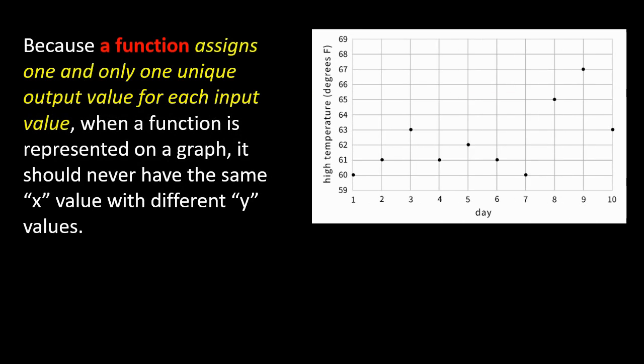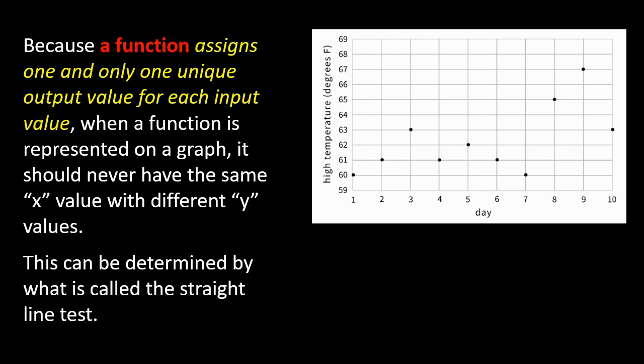Because a function assigns one and only one unique output value for each input value, when a function is represented on a graph, it should never have the same x value with different y values. This can be determined by what is called the vertical line test. Imagine a vertical line being drawn from top to bottom and then moved across the graph. It should never touch two points at the same time.